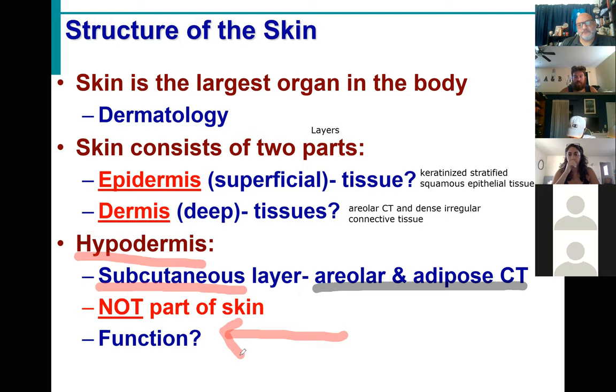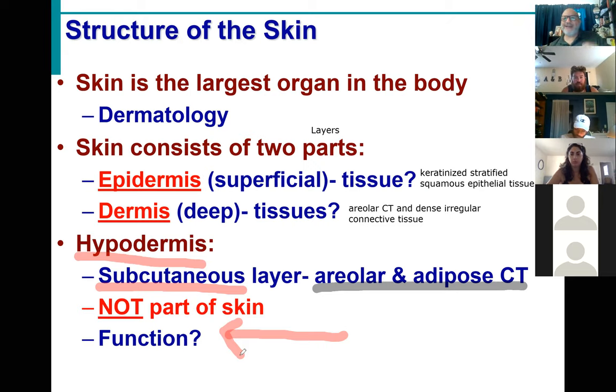Attaching the upper skin layers to the bones. Absolutely correct. That wasn't what I was thinking of. We'll get to that one in a second. But the other thing, remember, is also it provides some protection, right? Those were things that we already talked about, helping to protect the organs underneath. But you are absolutely correct.